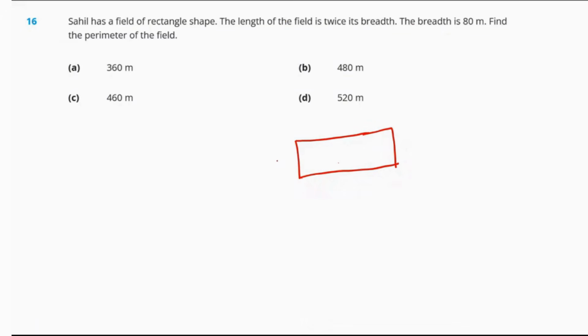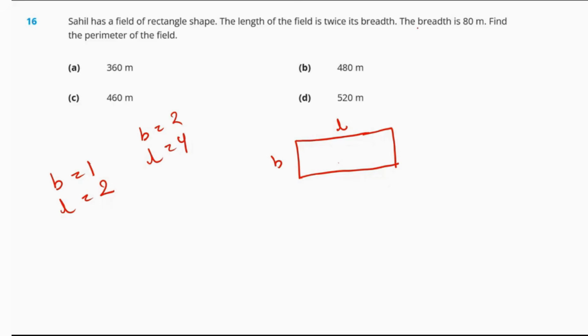Okay, so this is the breadth and this is the length. It is given that the length is twice its breadth. So suppose the breadth is 1, what will be the length? The length will be 2. If the breadth is 2, the length will be 4.